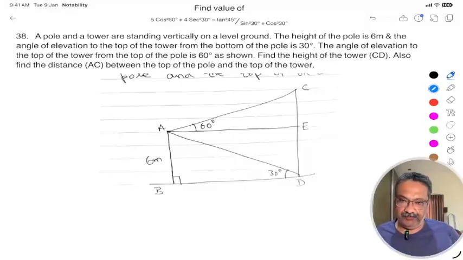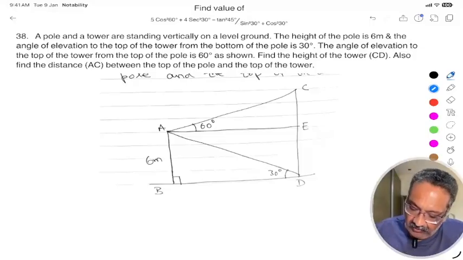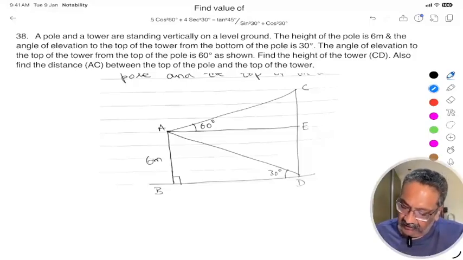Next question is applications of trigonometry. A pole and a tower are standing vertically on a level ground. They have given the drawing also, so not to worry. Once you have the figure, the tension reduces. The height of the pole is 6 meters.